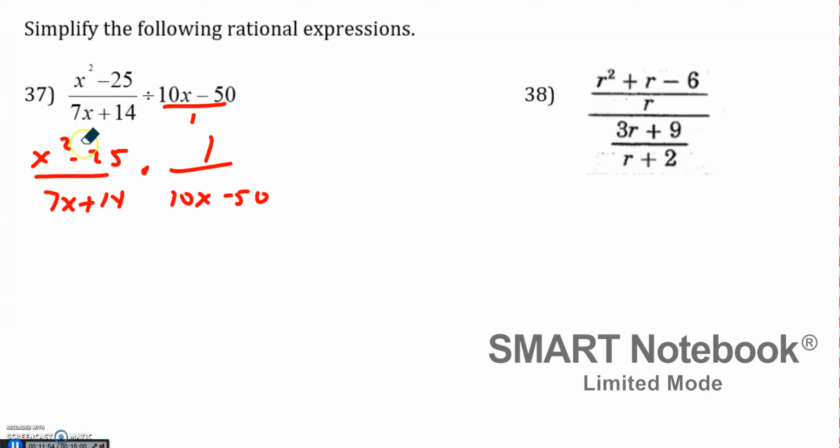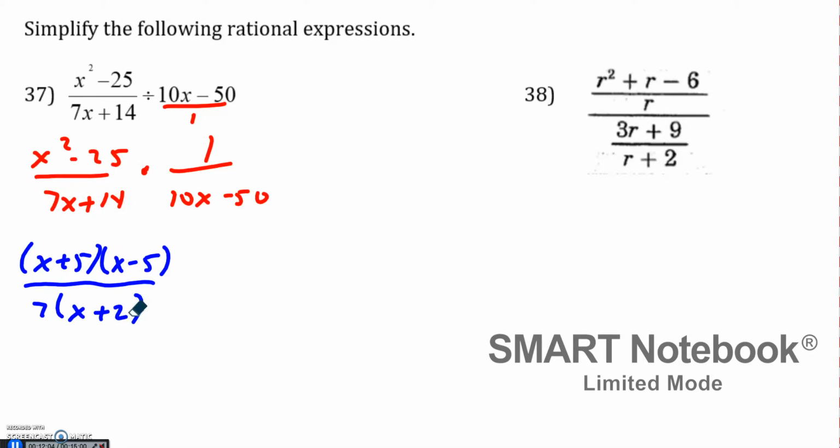The top, the middle term is 0, so it factors to be x plus 5, x minus 5. The denominator has a greatest common factor of 7, and you're left with x plus 2. Can't do anything with the 1. But here, I can take a greatest common factor out of 10. I thought about GCF because I didn't have squared on either of these, and I'm left with x minus 5. Now that everything's factored, I notice that these can cross out, but I think that is it.